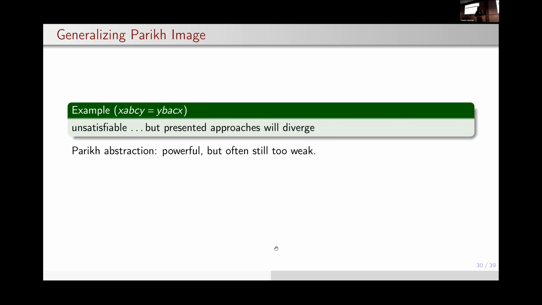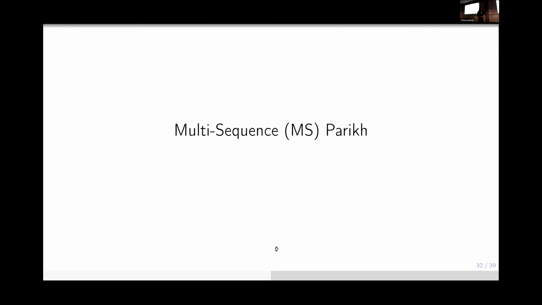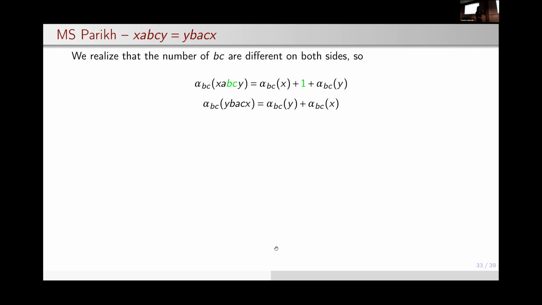Okay, but we can go even beyond and say, what about this string equation? Well, this is also unsatisfiable, I tell you, but although Nielsen wouldn't find it, Parikh image wouldn't find it, no one would actually find it so far. So we introduced a couple of generalizations. I will present 2 of them to you. One is the multi-sequence Parikh image, and the other one is the multi-sequence error-bounded Parikh image, which is a generalization for the really nasty cases where even the multi-sequence Parikh image diverges. Yes, so let's briefly introduce it. Try to make it short.